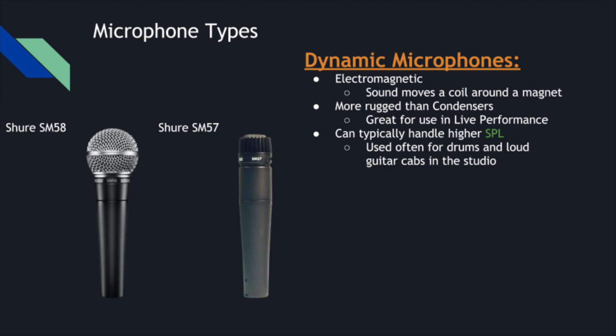They also require a lot more gain from your preamp to pick up sound, which means that their noise floor is higher. So your signal to noise ratio usually isn't as good as it is with a condenser microphone. But they can handle so much SPL that if you're miking up something that's already loud, you probably don't even need that much gain, and you're not going to have to worry about that signal to noise ratio, and you're not going to damage your microphone.